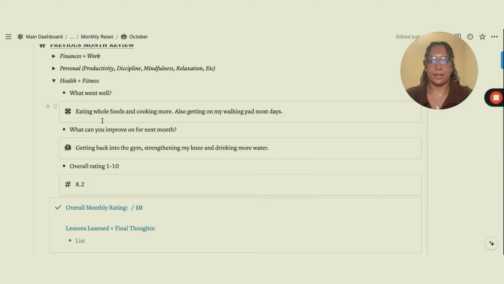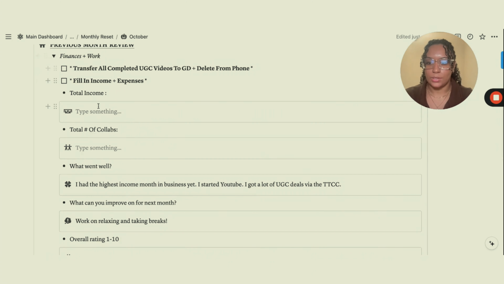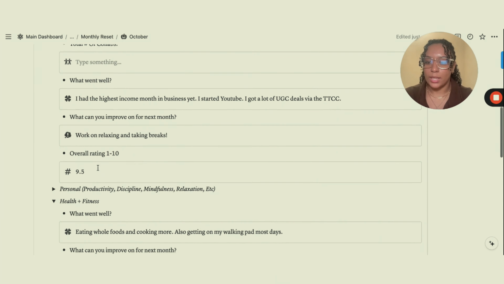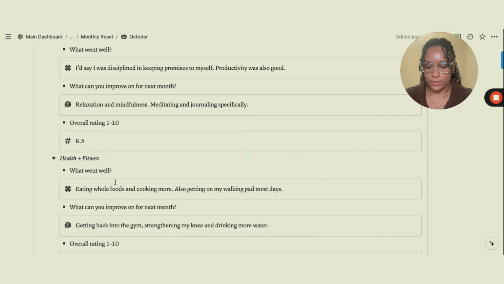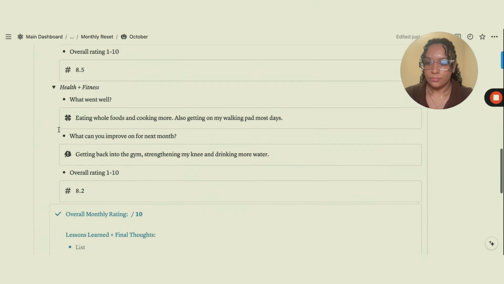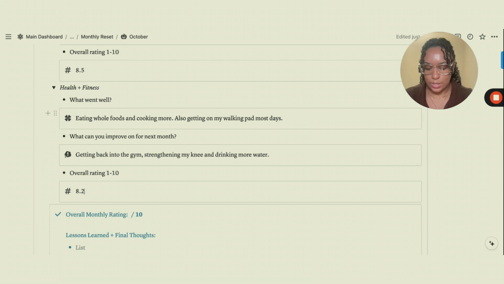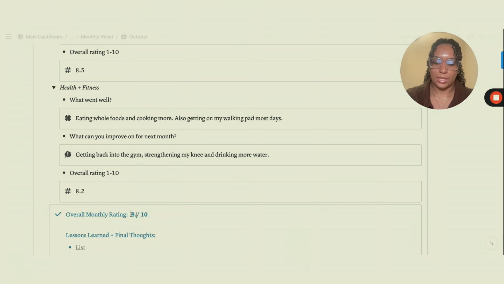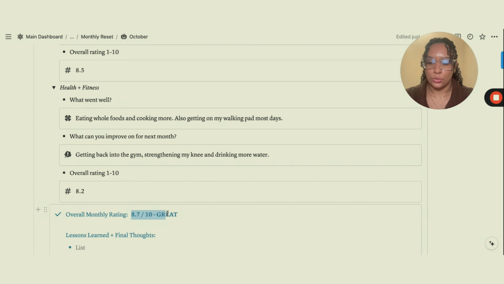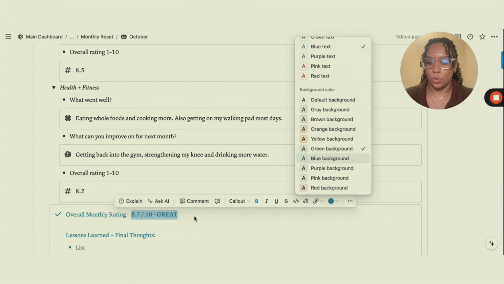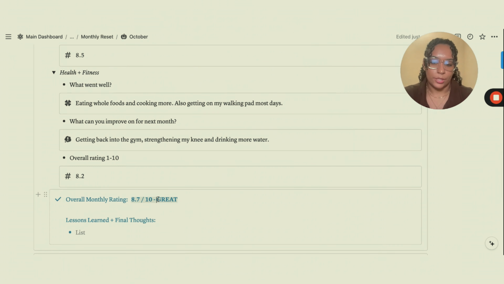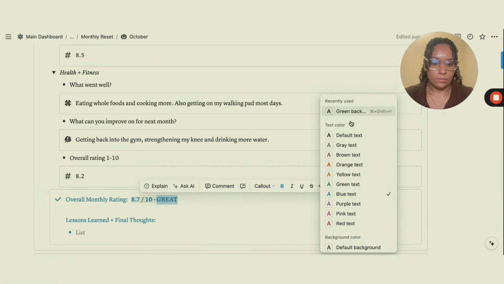And then let's go ahead and tally up our overall rating. So for work and finance, 9.5, plus personal was 8.5, plus health and fitness was 8.2. Divide that by 3, we get an 8.73, which is really good. That's actually great on my little scale, and I like to highlight that in green, so when I go through and look, I can see what my overall ratings were and how good they were, you know? I'm gonna do green.